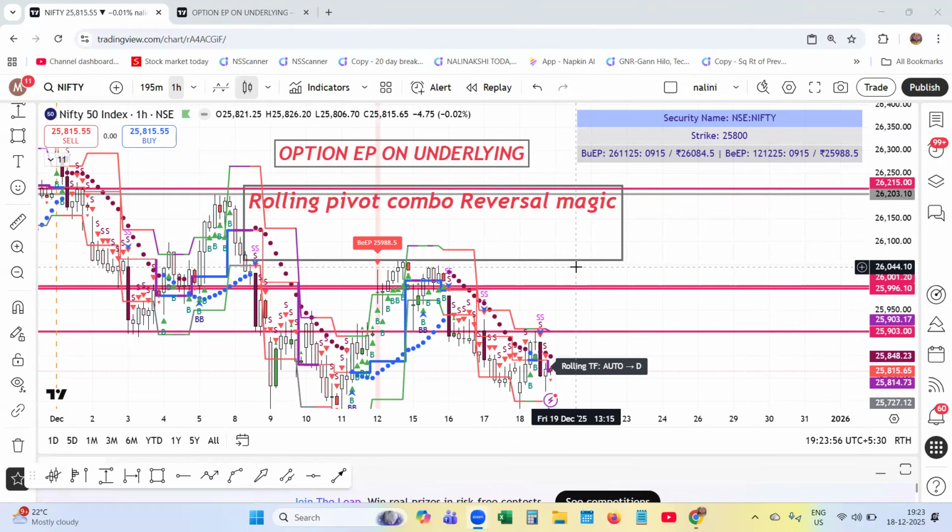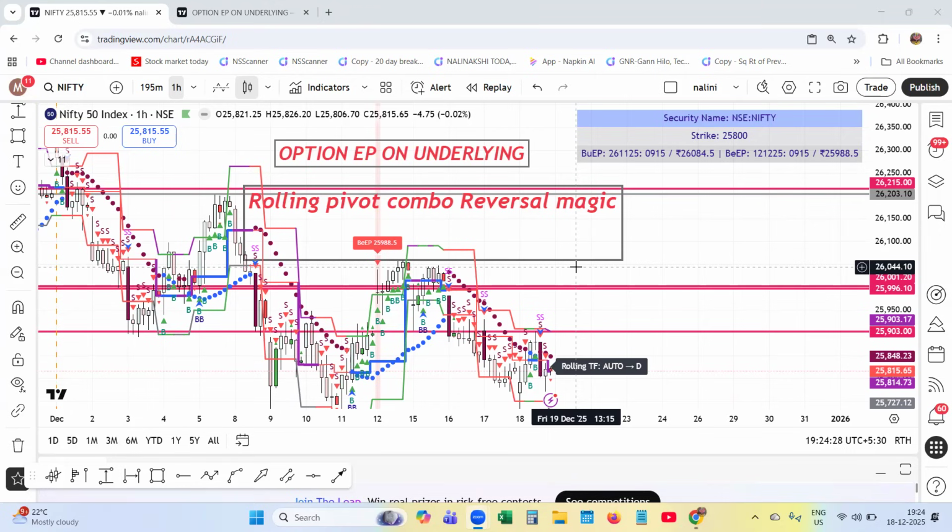In this video, I'm going to explain a very simple but powerful intraday strategy using my rolling pivot and option EP on underlying. These are the two very powerful indicators I have created. These are customized indicators. They are working beautifully and are profitable. The people who have bought my indicators are profitable, they are happy.